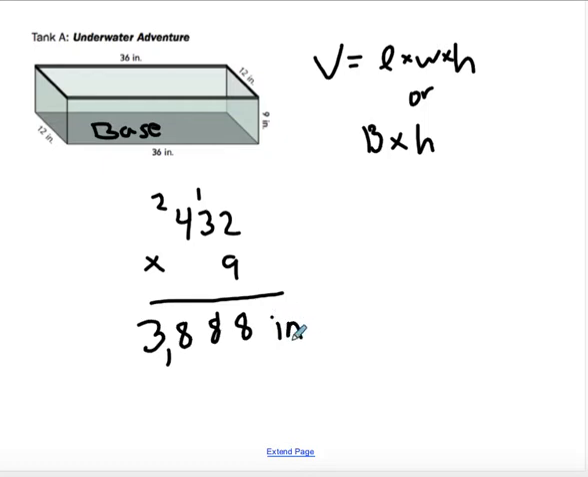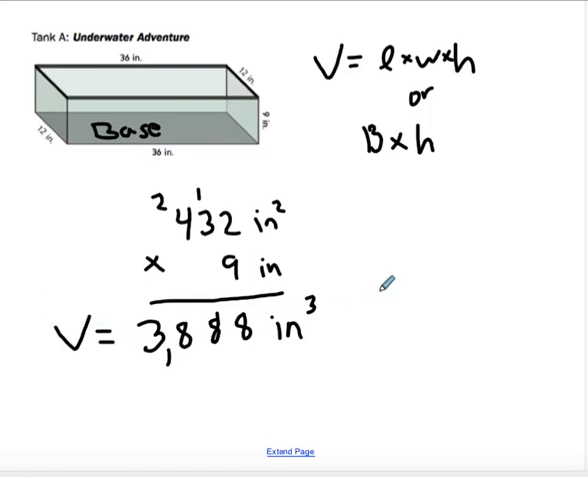And this time, so if you remember, this was inches squared, this 432, and this 9 is just inches. So when you have inches squared multiplied by another dimension in inches, we get inches cubed. So really, these three numbers, length, width, height, 1, 2, 3, that's why we have inches cubed with a little 3 up here for our volume for tank A.